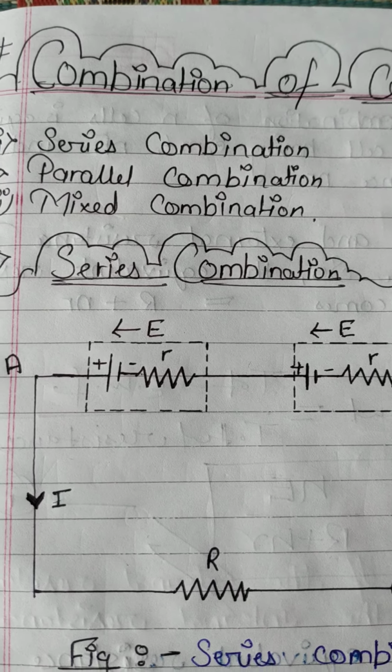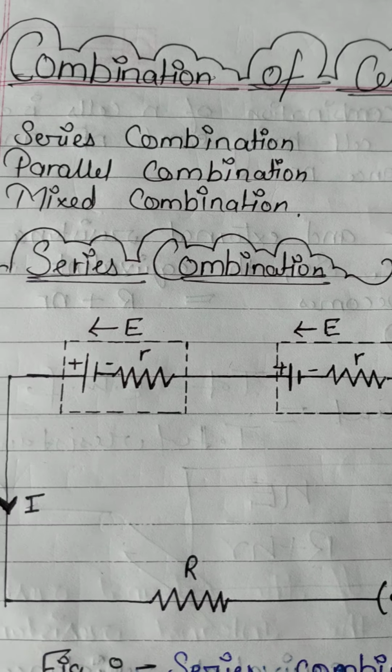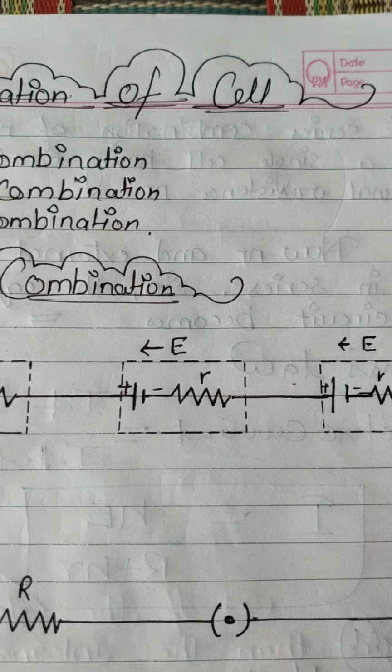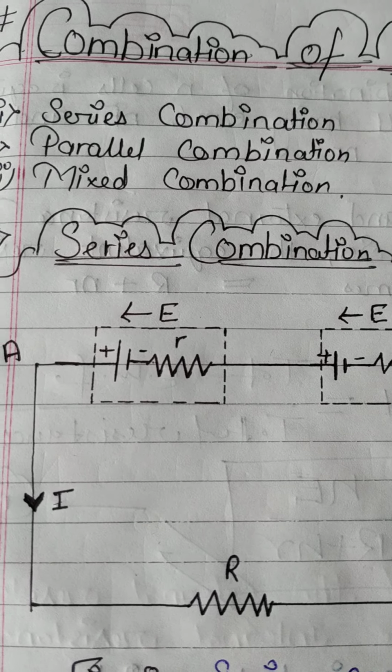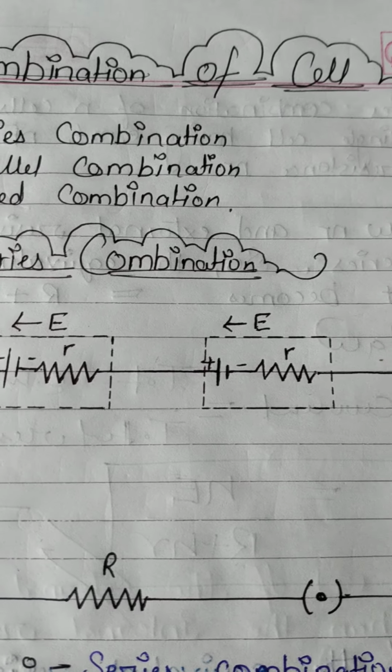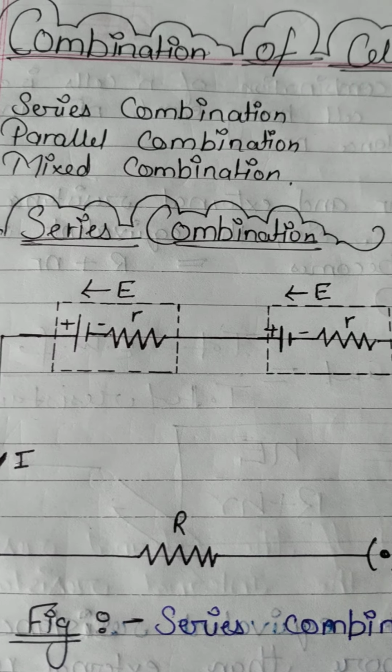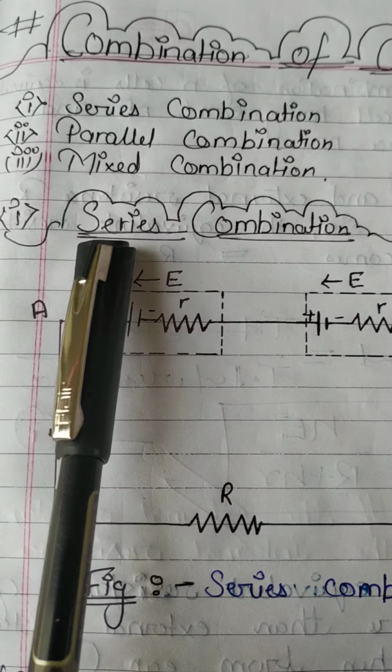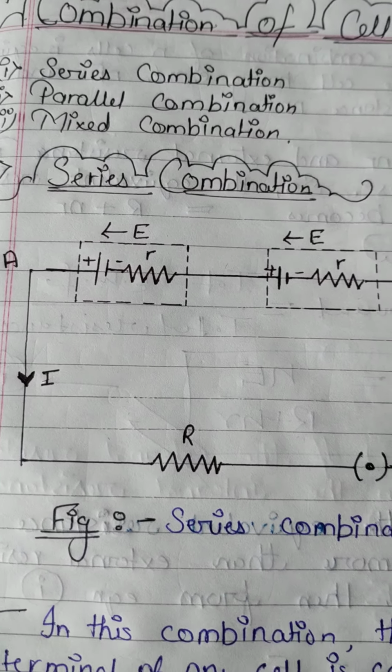Good morning, students. Today we are going to teach combination of cells. There are three types: series combination, parallel combination of cells, and third, mixed combination of cells. First point is series combination of cells.